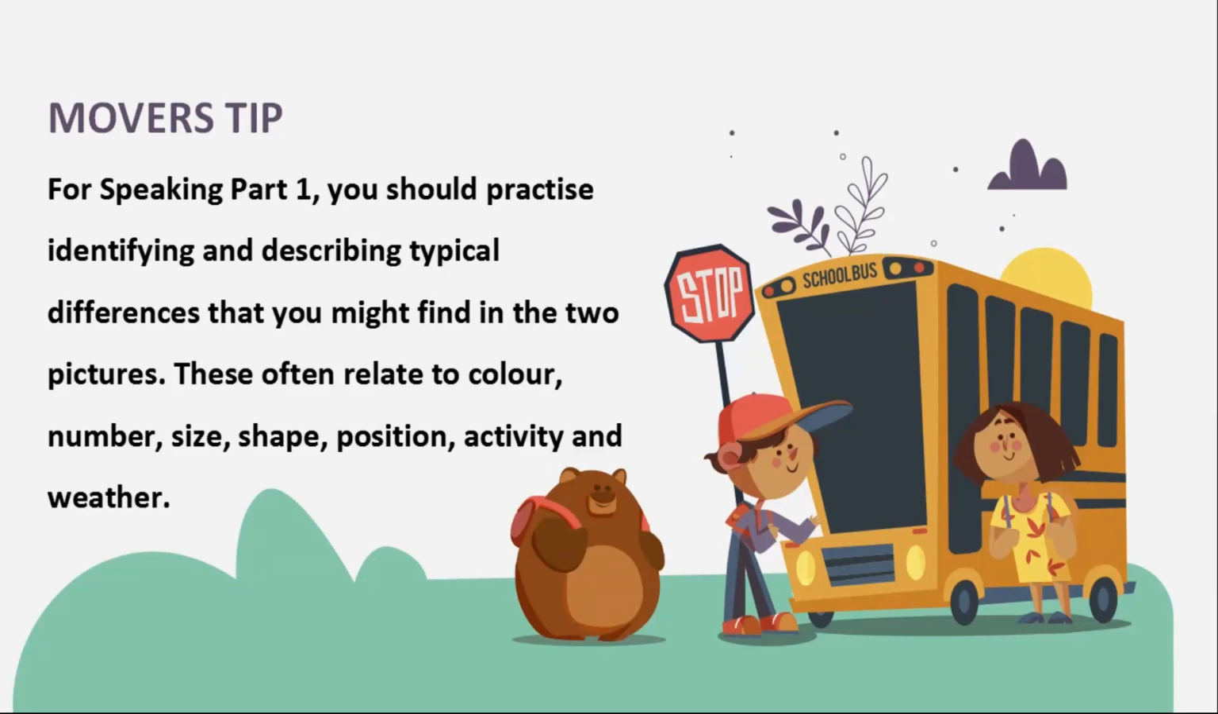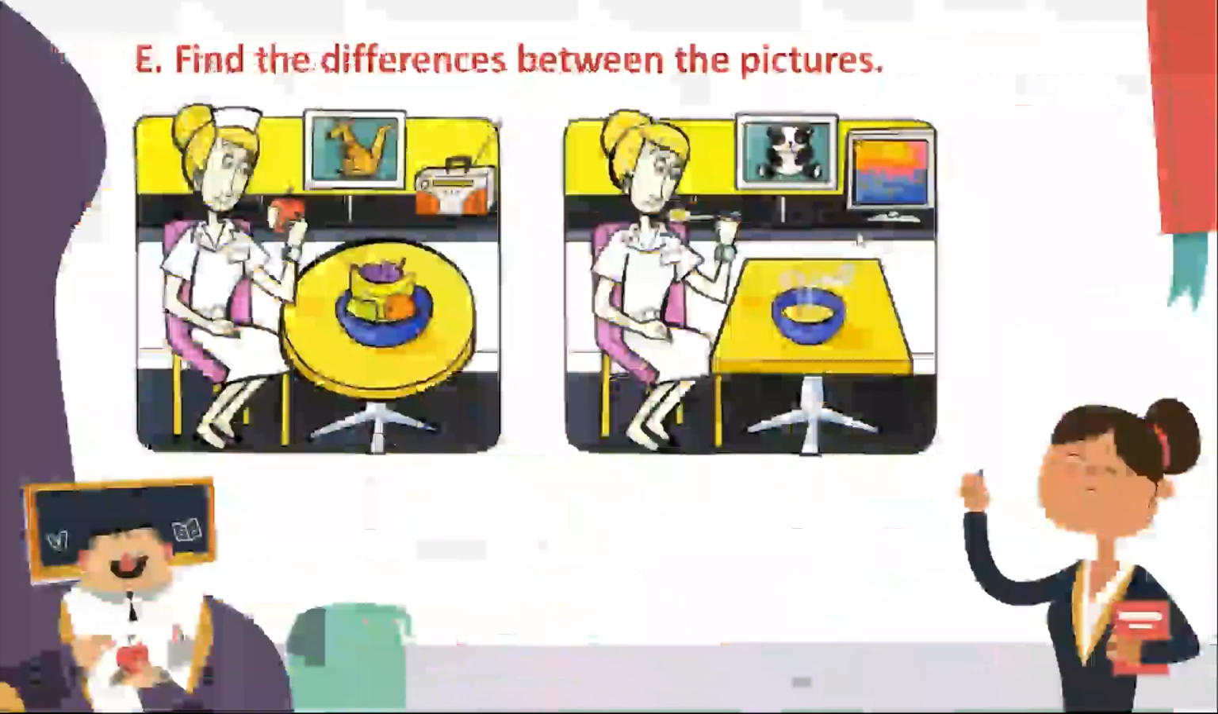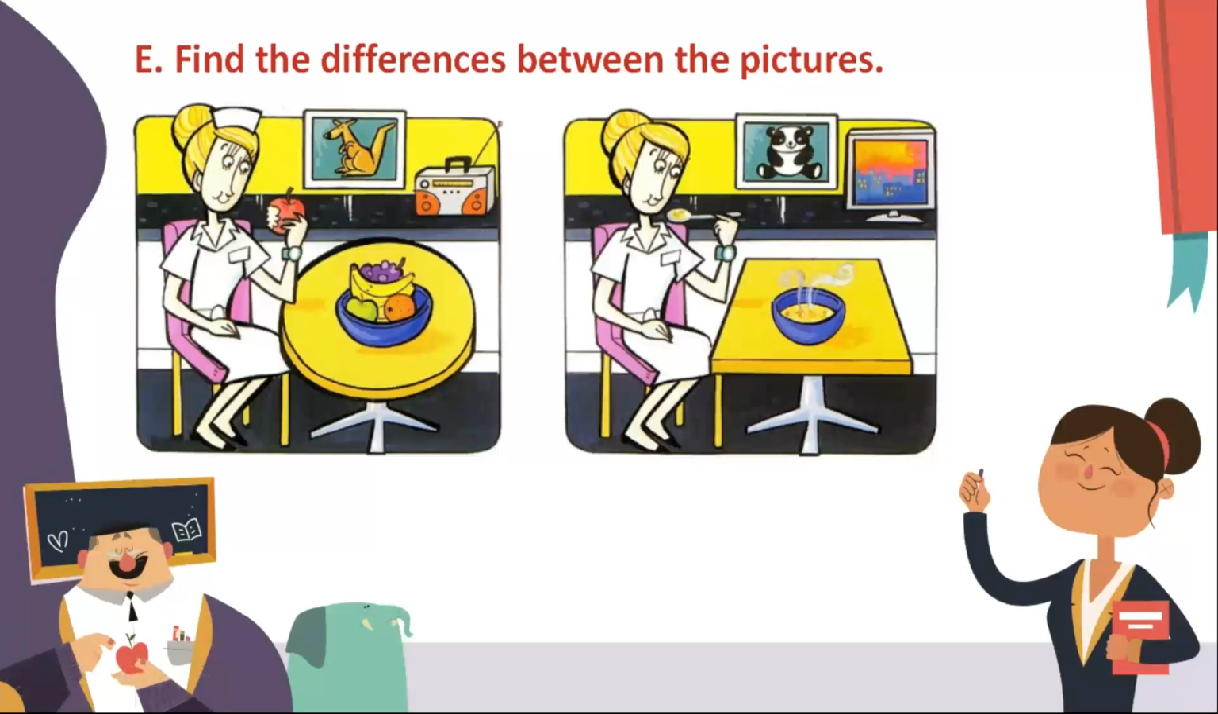Okay, so we're going to continue in Unit 38. For speaking part 1, you should practice identifying and describing typical differences that you might find in the two pictures. These often relate to color, number, size, shape, position, activity, and weather. So, I want you to look at these two pictures, Kim. What are the differences that you can see?